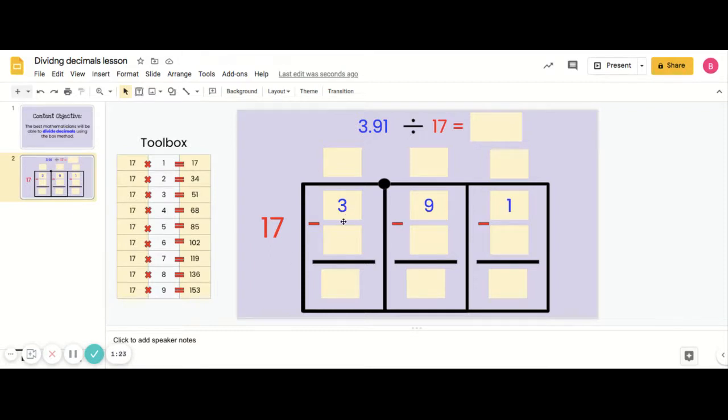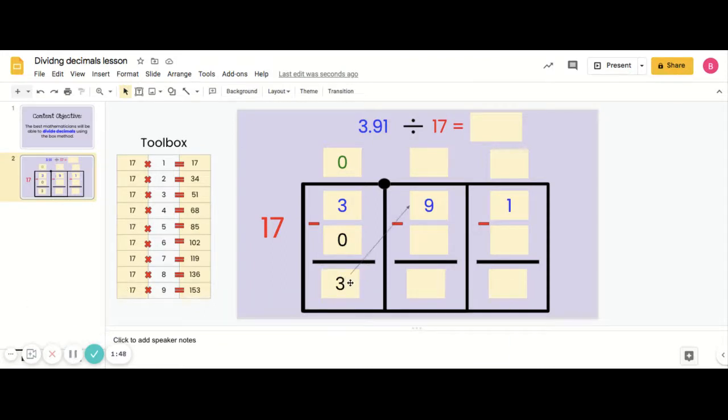If we have 3, we need to figure out how many groups of 17 we can make. Well, I know we can make 0 groups of 17, so I'm going to put a 0 up top here. And I know that 0 times 17 is equal to 0. Now I can go ahead and subtract 3 minus 0, which is equal to 3.